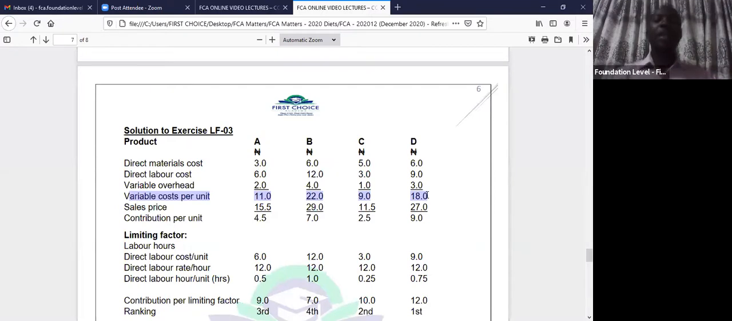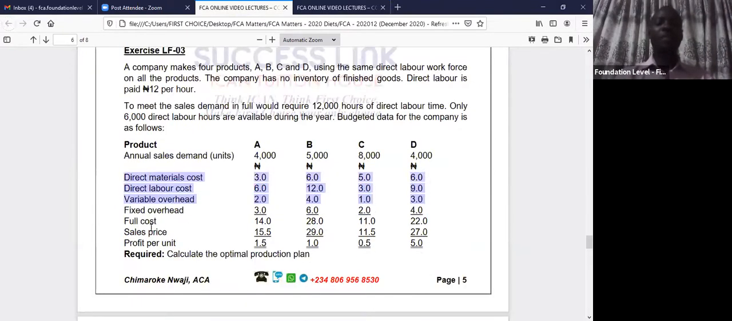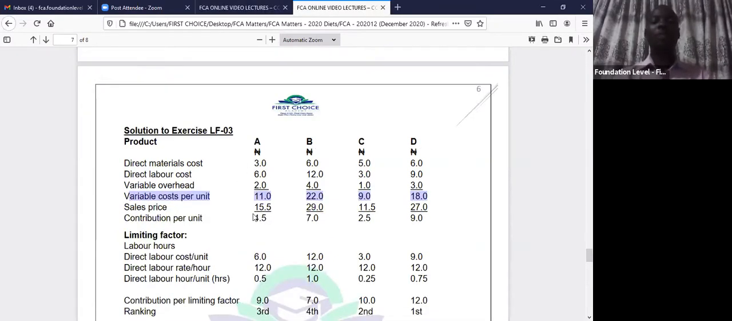Now the next thing to do is to get your selling price. So notice we have ignored fixed costs because we want to look for contribution per unit. So this is your selling price. You simply say selling price minus variable cost. So all we are doing is 15.5 minus 11. That gives me 4 naira 50 kobo as our contribution.